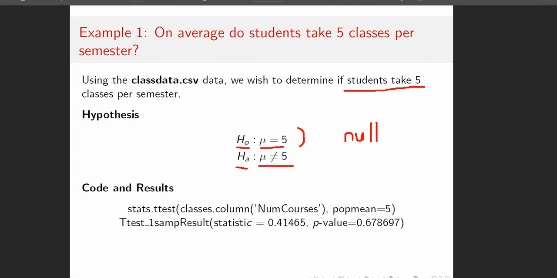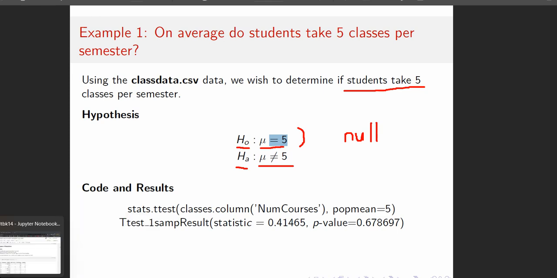I'll show you the code that we're going to use because I said we're using this stats alias, stats.tTest. And we need an array of data. That's why we're using the dot column method. Remember, dot column is like dot select, except that we're going to get this num courses variable or column as an array. Okay? And this population mean equals 5, that's just saying this part, right? Letting the computer know what exactly the null hypothesis is that we're testing.